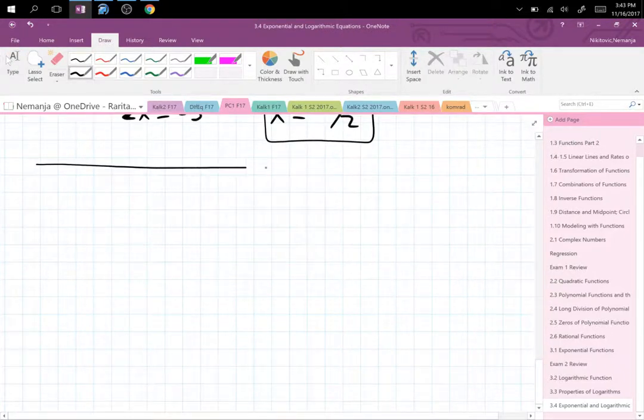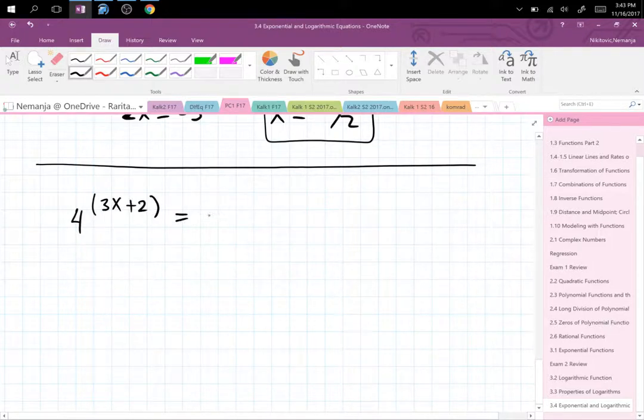Let's see. So 4 to the 3x plus 2 is equal to 2 to the x minus 1. It's a spicier version.